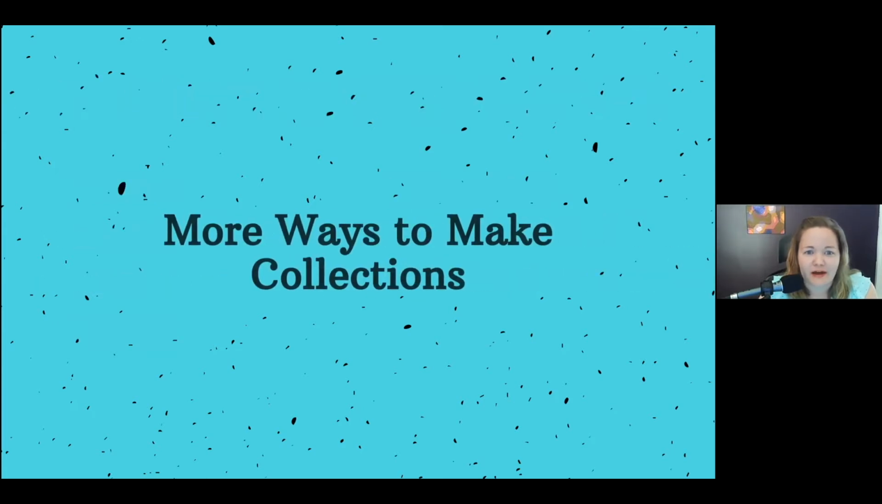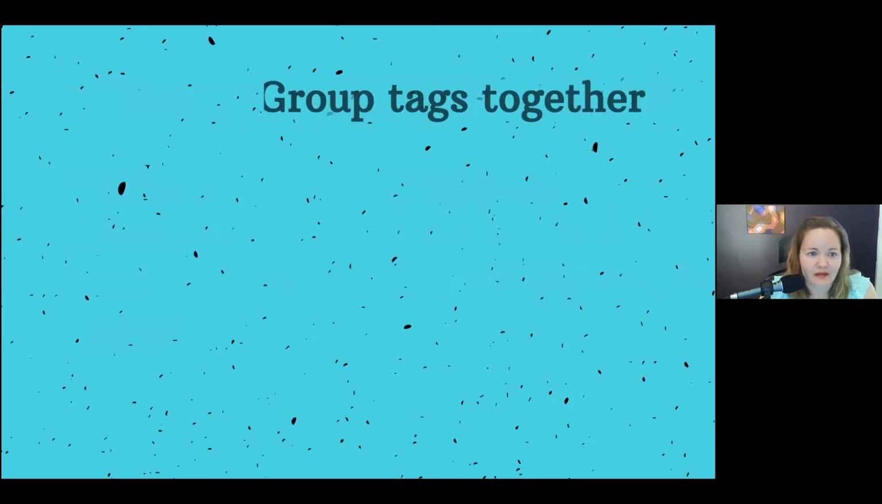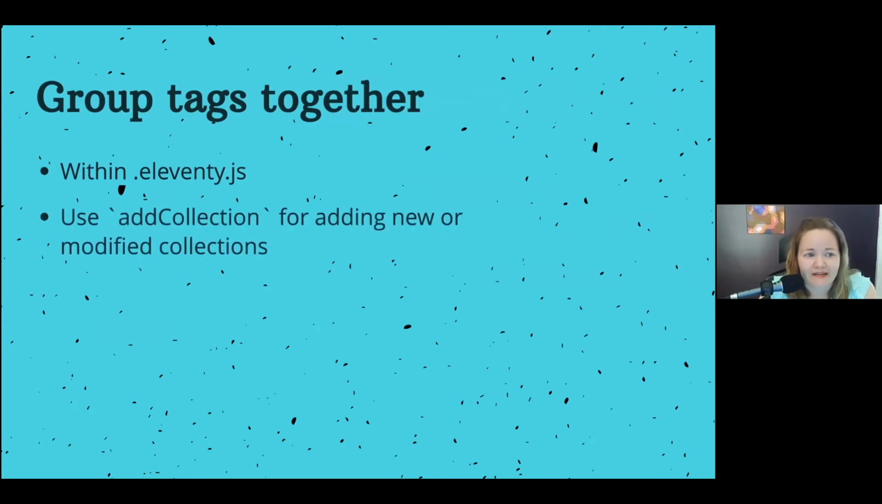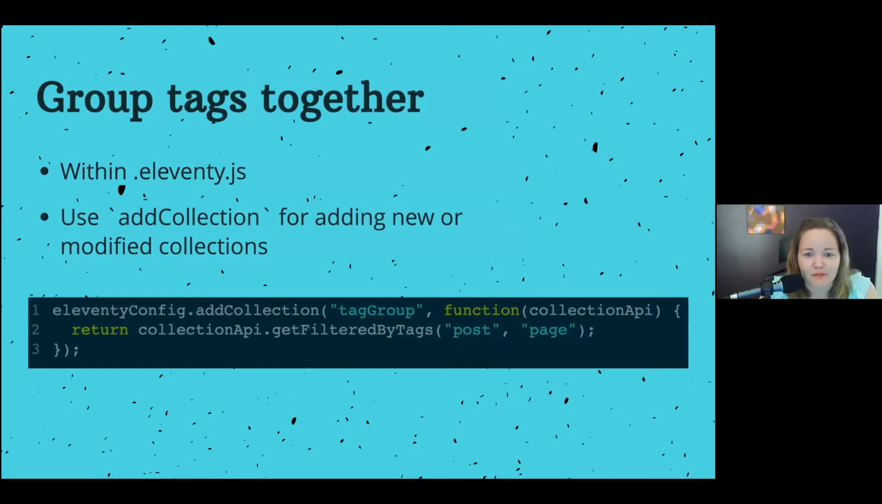So let's look at some options for creating collections beyond tags. These will all be created within our eleventy.js config file, and they will use the addCollection function. This function allows us to create either new or modified collections. And the first way we'll look at, as already noted, is to group several tags together. To create a collection based on multiple tags, you'll use the additional function here of getFilteredByTags.